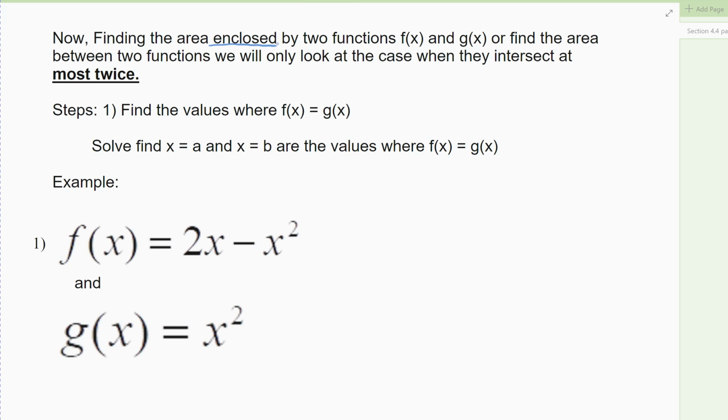So find the area between. The additional step to what we did before is that these functions do intersect. They intersect twice, and those places where they intersect are the endpoints of my region. I'm going to walk through an example. The first step, the additional step, is we find out where they intersect. You do that by taking my function f of x, setting it equal to my function g of x, and solving.